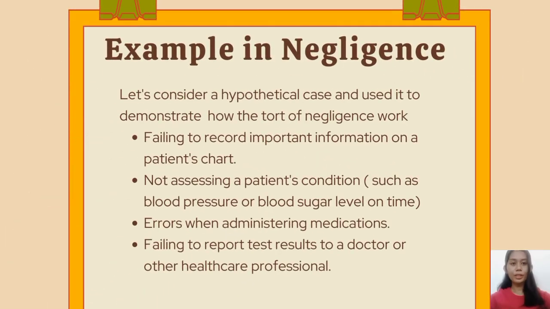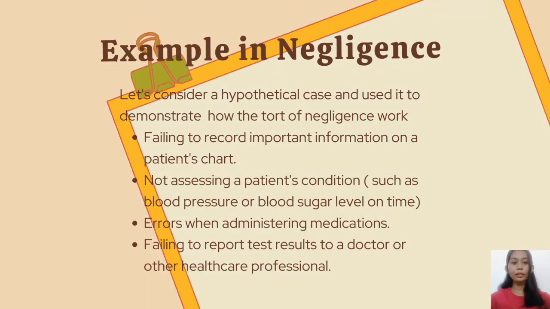For the negligence examples, first is failing to record important information on the patient chart. Example number two, not assessing a patient condition such as the blood pressure or blood sugar level on time. Example number three, errors when administering medication. And example number four is failing to report test results to the doctor or other healthcare providers.